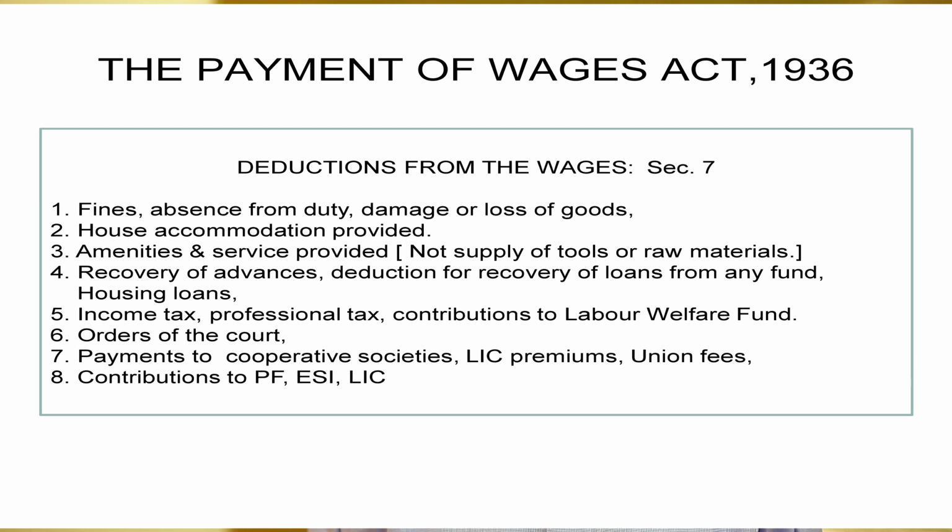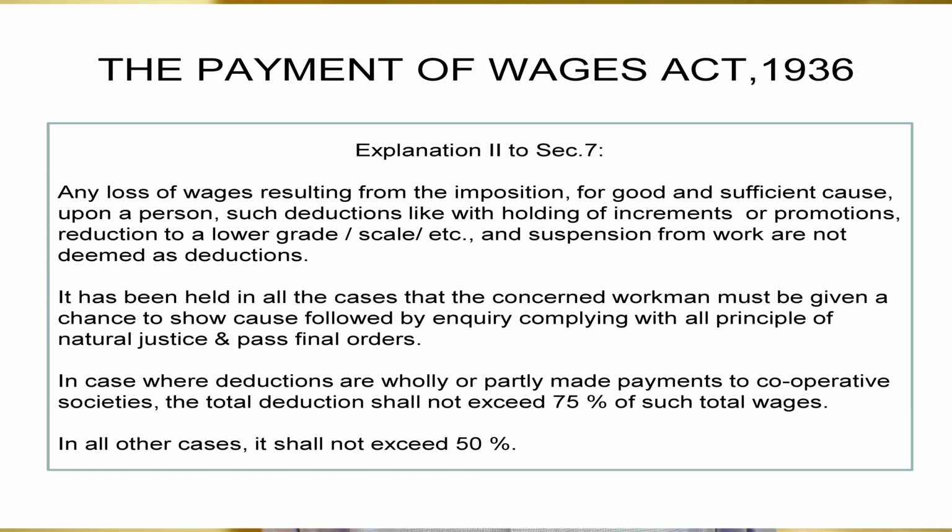Otherwise, it cannot be a unilateral decision on the employer's side. Unless the worker is heard properly and an opportunity is given, the order of deduction cannot be made. In case of the cooperative deduction, it is limited to 75% of the total wages. In another case, it is limited to 50%. It means the take-home salary should be 50%. In the cooperative, it can be 75 and 25%.